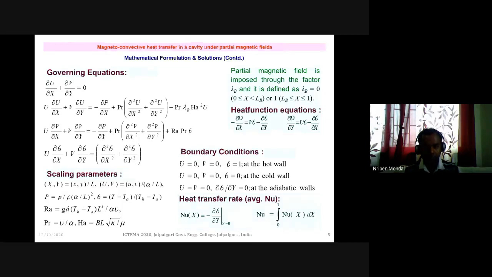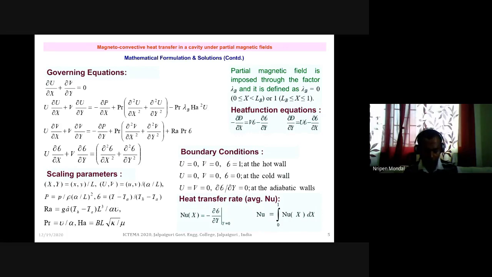These are the basic governing equations: continuity equation, momentum equation, and energy equation. And these are the dimensionless governing equations. To derive these dimensionless governing equations, we have utilized some scaling parameters, and from there we can define some dimensionless parameters, that is Rayleigh number, Prandtl number, and Hartmann number. So these are the governing parameters.